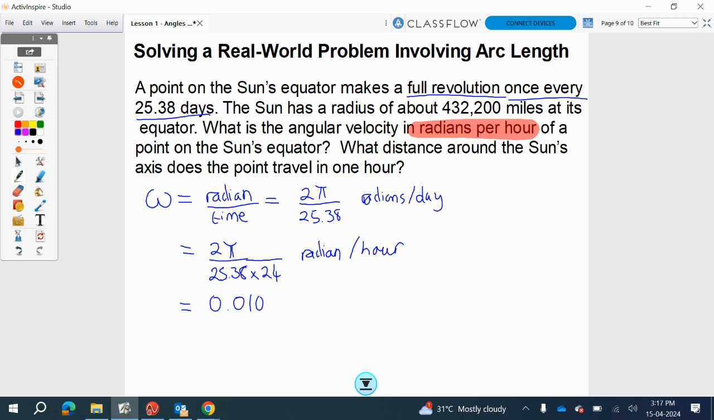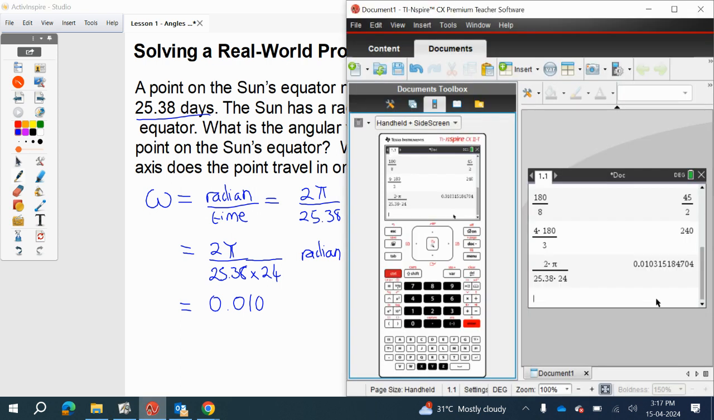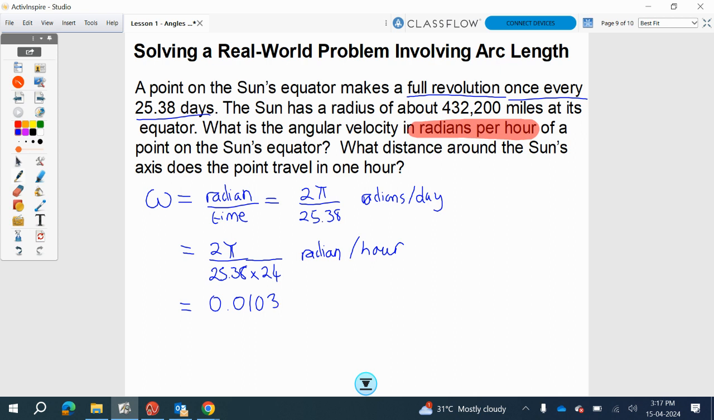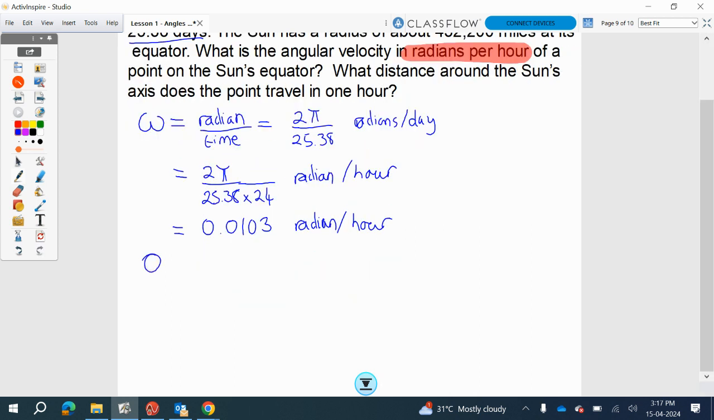0.0103 radians per hour. So in 1 hour, the angle it rotates is going to be 0.0103 radians. That's how far it rotates in 1 hour.